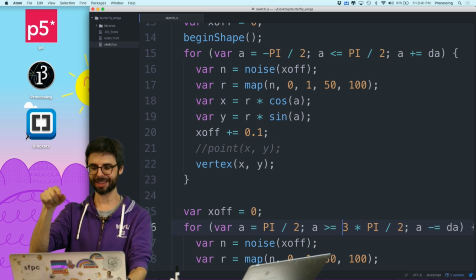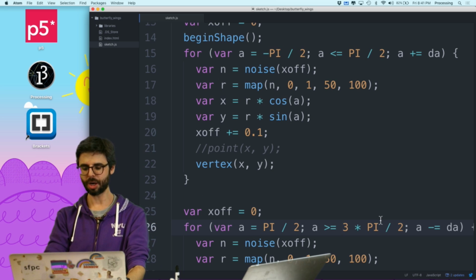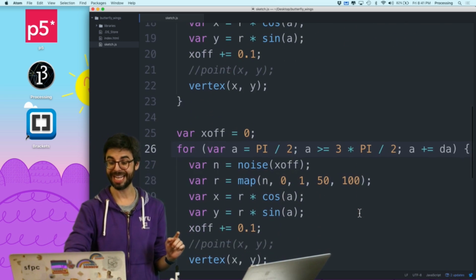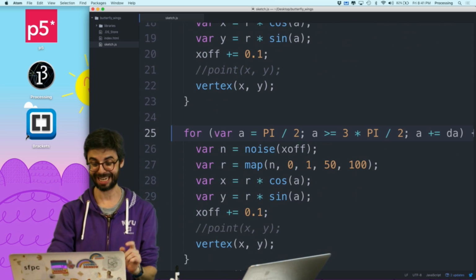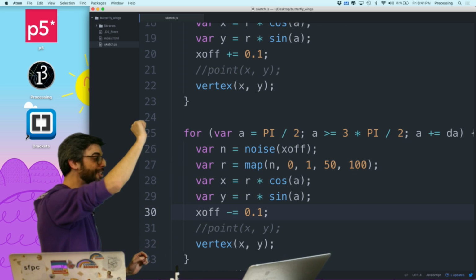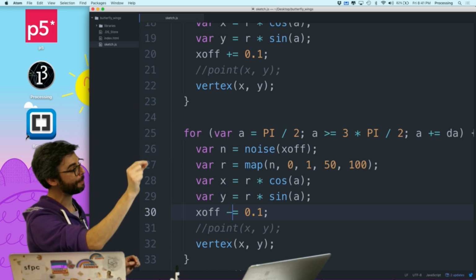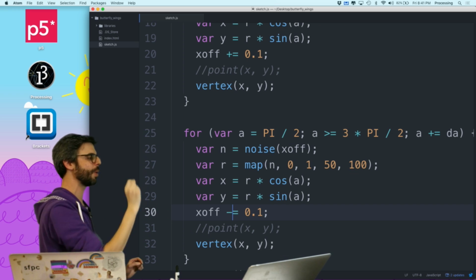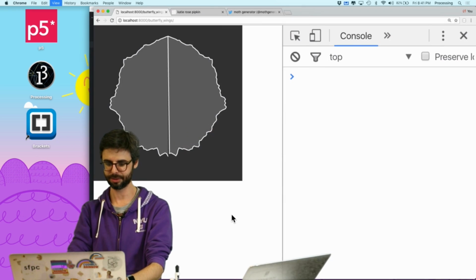I'm going to keep going at the bottom, right? And then a plus equals. But what I'm going to do is have offset not get reset, but I'm just going to say minus equals. So the noise values are going to be going up, up, up, and then to mirror it, I'm just going to go back down, down, down, all the way to the other side. I think this will work.